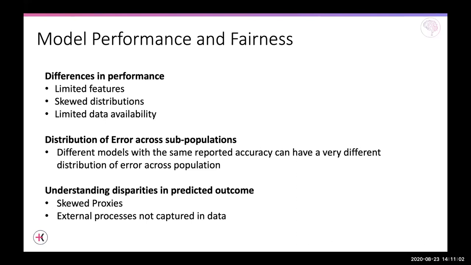The data set itself, for example, not just the features, but the number of records which are available, may be limited, especially with respect to the minority class. That can definitely affect performance and hence fairness. And even beyond that, we also have to look at how the performance is with respect to different models and different subpopulations. It's basically how the error is distributed across populations, whether we are looking at precision, recall, or positive rates or negative rates, which we will talk about in a couple of slides.